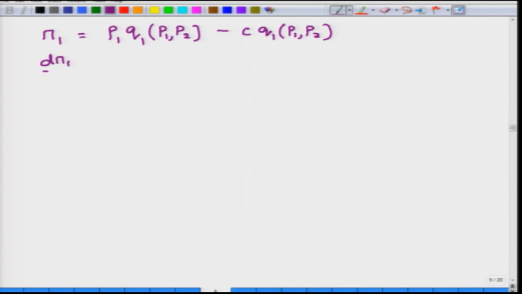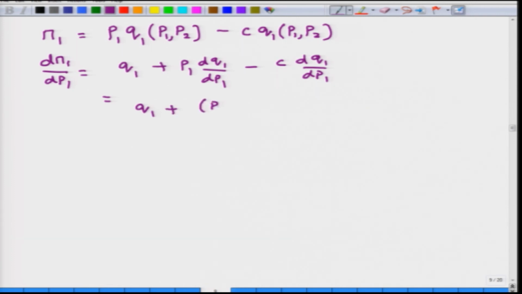So, dπ1/dP1 is essentially, if I take the derivative here, it is going to be Q1. I am just going to suppress Q1 as a function of P1 and P2, we will put it later just to save space, plus P1 times dQ1/dP1 minus C times dQ1/dP1, which is the same as Q1 plus (P1 minus C) times dQ1/dP1.